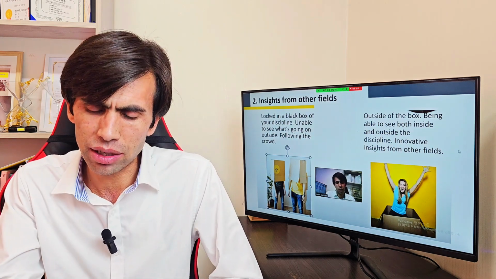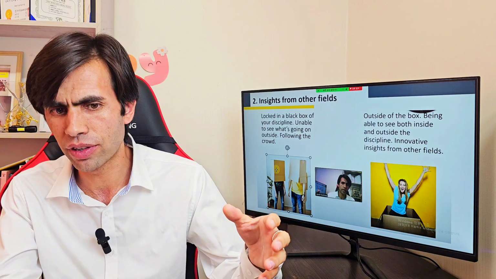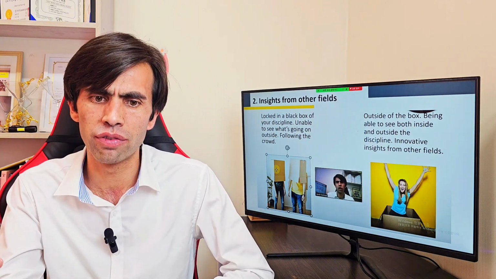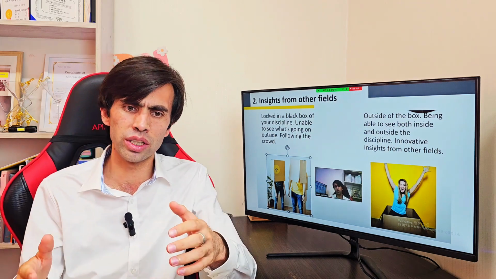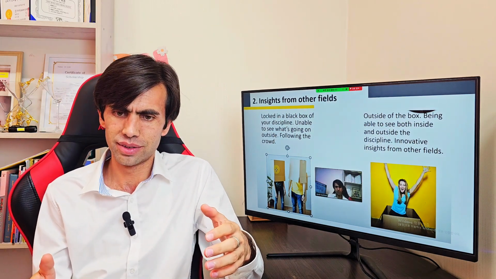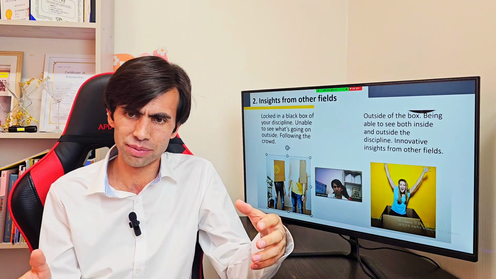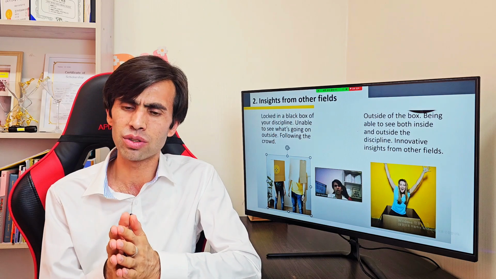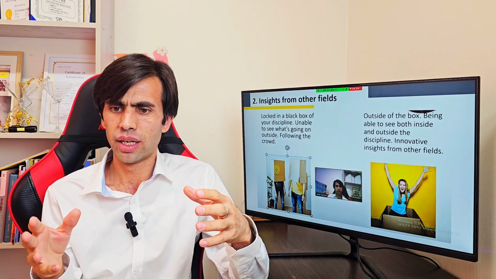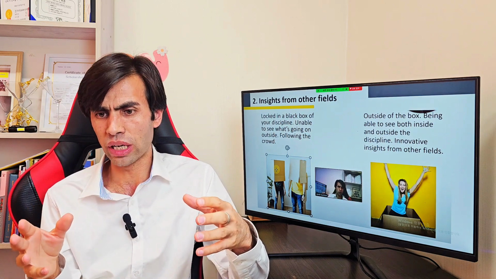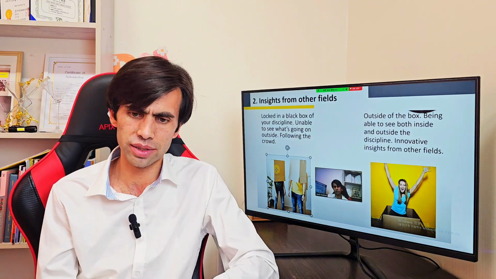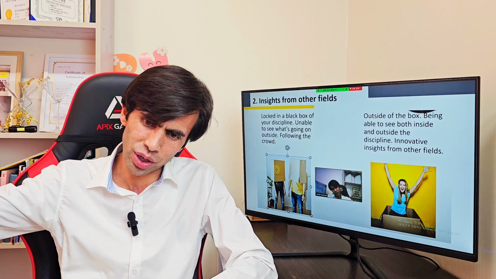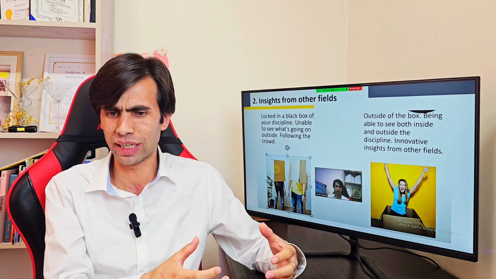when we are thinking about only a narrow research area, it means we are locked in the black box of our discipline, unable to see what's going on outside, and we are following the crowd. So when we think outside of the box, being able to see both inside and outside our own discipline, we can bring innovations from other fields. For example, when we have some information about psychology, we can bring some ideas from psychology into labor economics and do our research in labor economics.